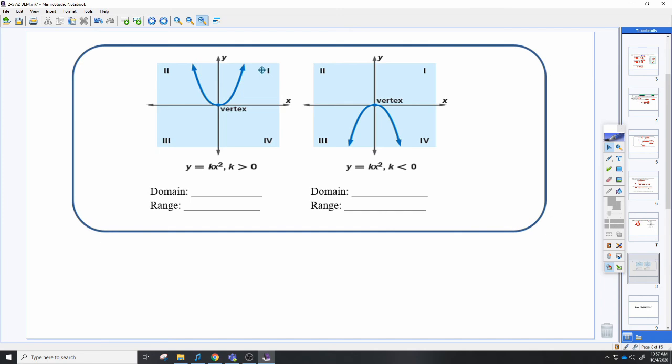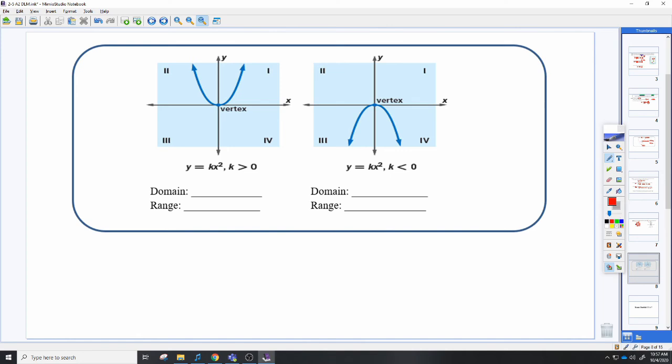So just know that the first one, the quadrants are in 1 and 2. This is how they're labeled: 1, 2, 3, 4. And whenever you have negative numbers, they're only in 3 and 4. That's where the graph appears. So they're only ever in 2 quadrants at a time.